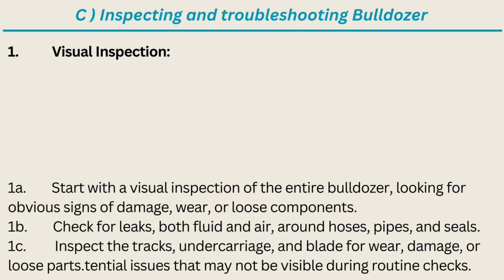1. Visual inspection. 1A. Start with a visual inspection of the entire bulldozer, looking for obvious signs of damage, wear, or loose components. 1B. Check for leaks, both fluid and air, around hoses, pipes, and seals. 1C. Inspect the tracks, undercarriage, and blade for wear, damage, or loose parts.